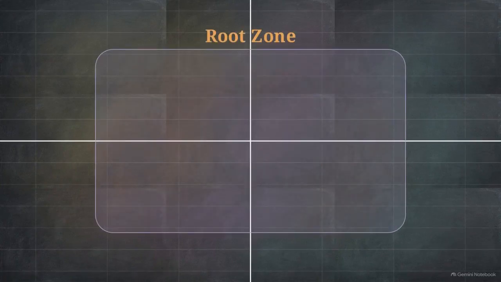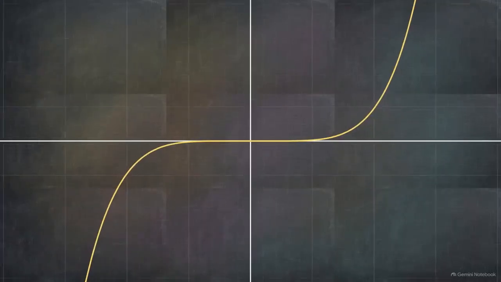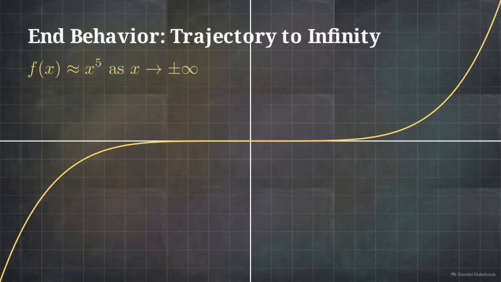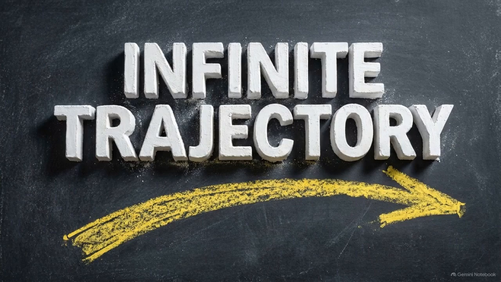Near the origin, we find the root zone. Here, the polynomial creates complex shapes, peaks, valleys, and x-axis intersections. But as we scale out, that complexity disappears. Past the final root, oscillations shrink, leaving a singular path shooting toward infinity. This resulting trajectory is known mathematically as the polynomial's end behavior.